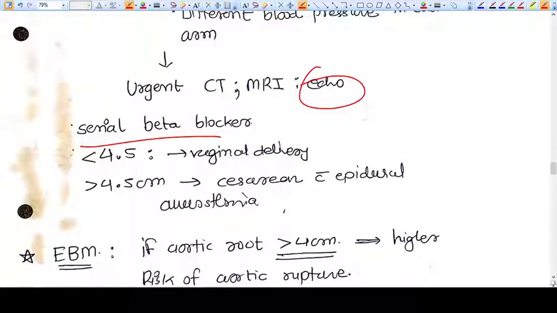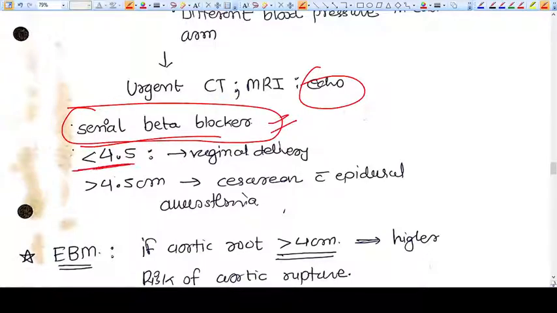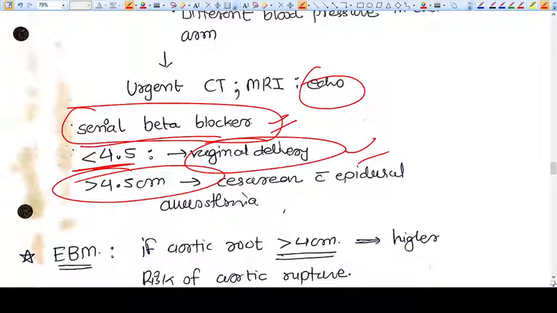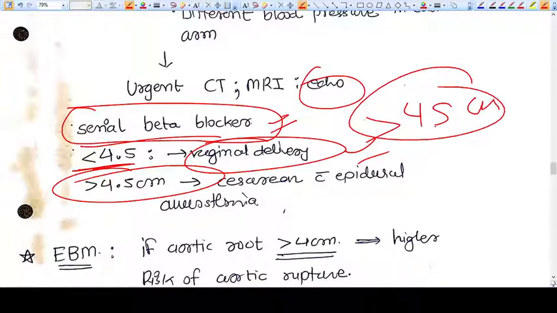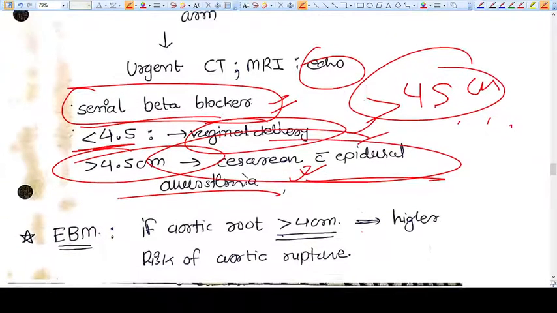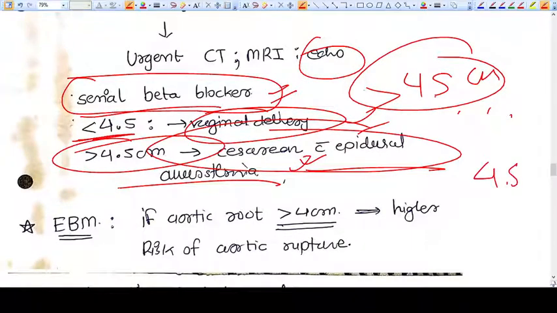As a treatment to prevent aortic dissection, you should go for serial beta blocker therapy. If the aortic root is less than 4.5 centimeters, vaginal delivery can be preferred. But if the aortic root is more than 4.5 centimeters, then cesarean with epidural anesthesia should be preferred. So cesarean is preferred if the aortic root is more than 4.5 centimeters.